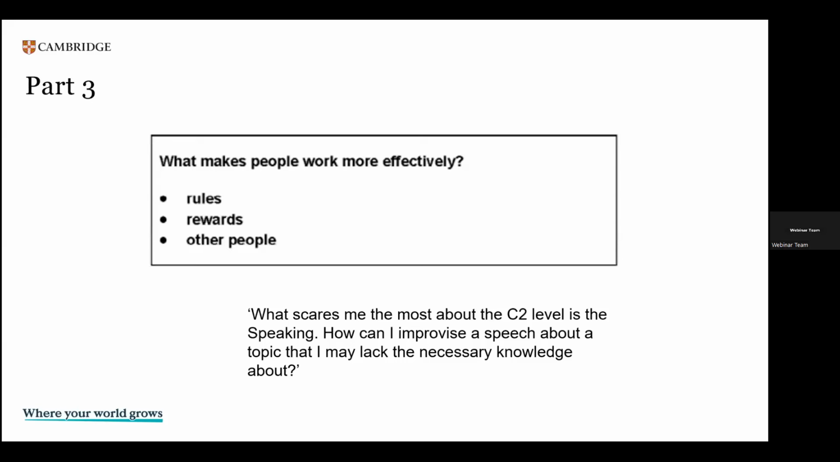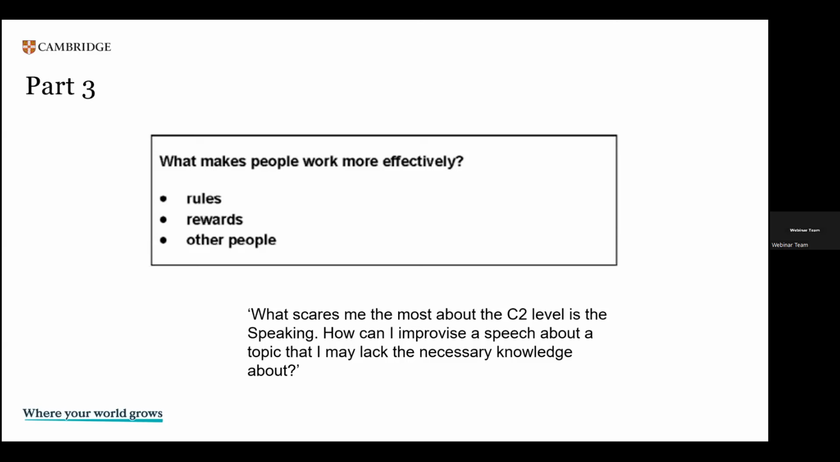Okay. This is part three. This is what you're given in part three. And this is a question that somebody put in the system when they registered. They said, what scares me the most about C2 is the speaking. How can I improvise a speech about a topic that I may lack the necessary knowledge about? What we are testing always is your ability to speak and your ability to speak at the right level. What we're not testing is your knowledge of something. So if you don't know something, it's perfectly fine to invent it. They're not going to mark you down because you didn't know a scientific term, for example. What they are going to stop you on is if you're using very simple language.